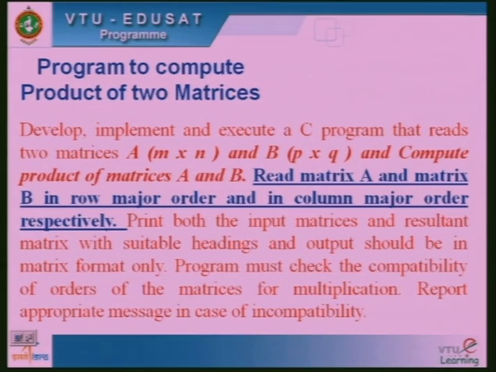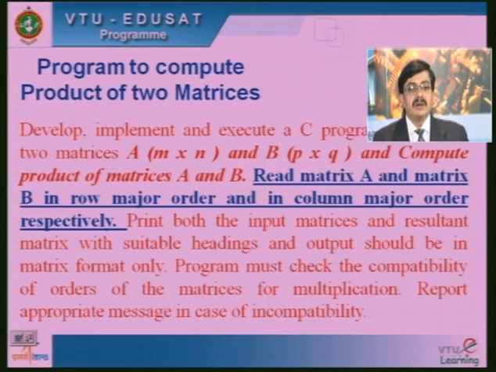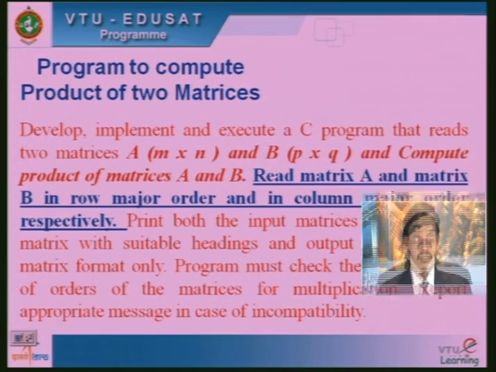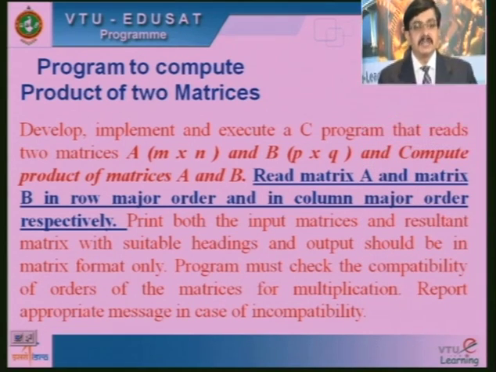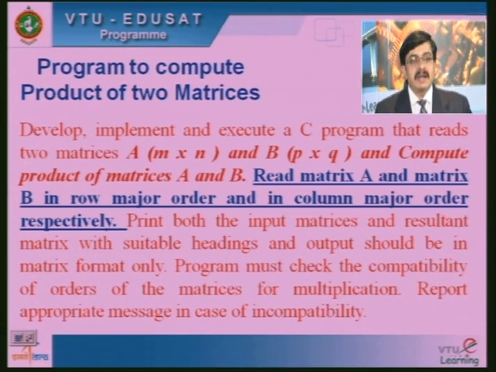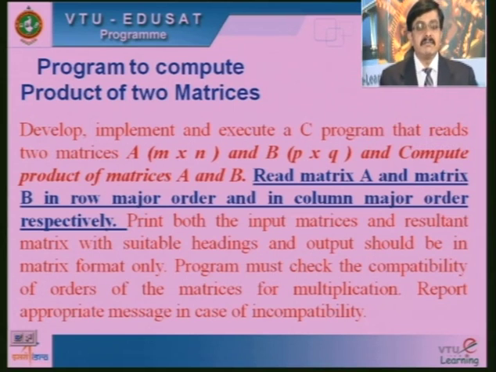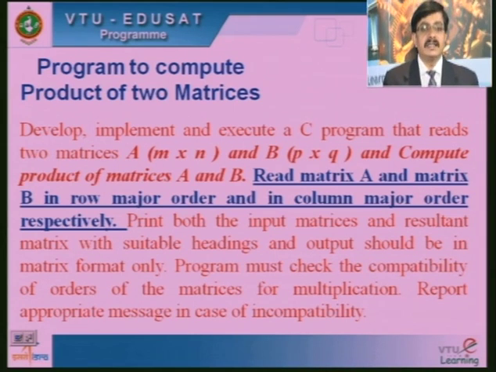You have to read two matrices, matrix A and matrix B. Matrix A is of order m cross n and matrix B is of order p cross q. You have to read matrix A in row major order and matrix B in column major order, then compute the product of the matrices, and display matrix A, matrix B in matrix form, and also the resultant matrix, that is the product of the two matrices, again in matrix form.